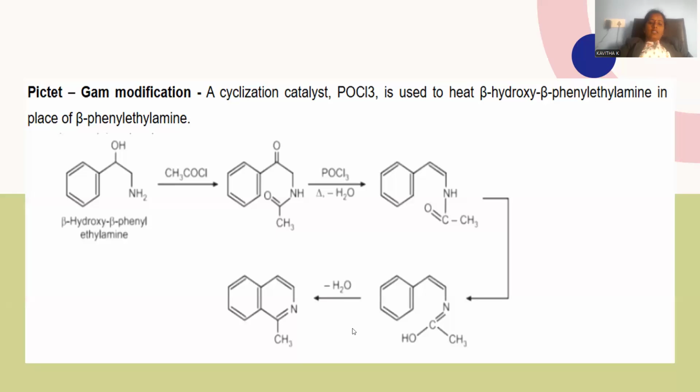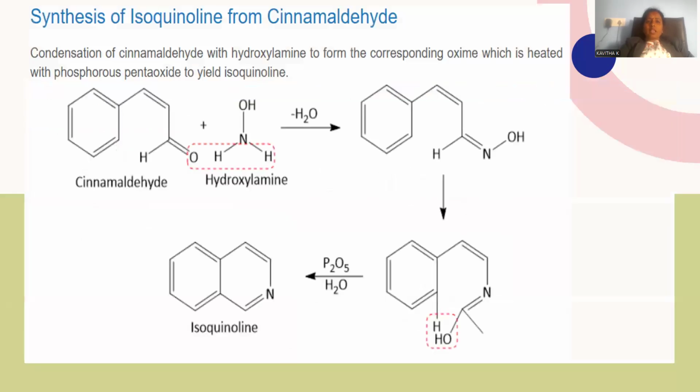This is the way isoquinoline synthesis is accomplished by the Pictet-Gams modification synthesis, where a primary amine can be treated with this acetyl chloride, so that we go with the subsequent reactions with phosphorus oxychloride, and heating conditions are applied, giving rise to methylated isoquinoline as the final product.